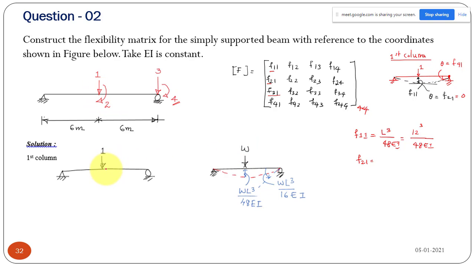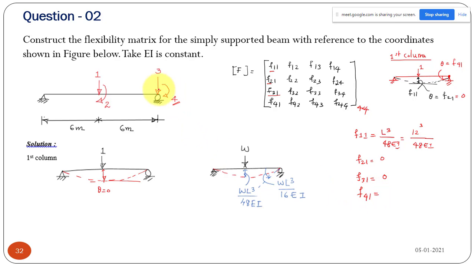What is rotation? This beam will have symmetric bending, a deflection maximum here, and if you draw the tangent here, it will be horizontal. So theta will be 0 here. Theta will be 0. That is why your F21 will be equal to 0. And next we can find your displacement at 3, that means your displacement at this support due to unit force. If you apply force like that, we will not have any deflection at this point. Because there we have a support, we will not have any deflection, so it will also be equal to 0.